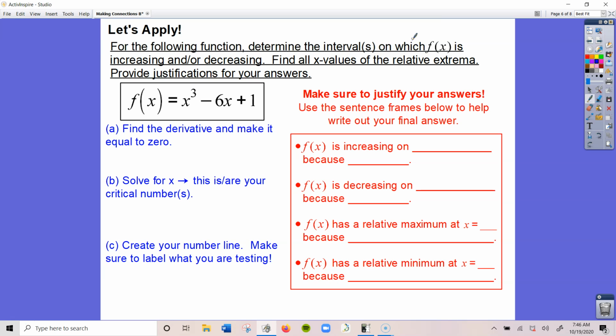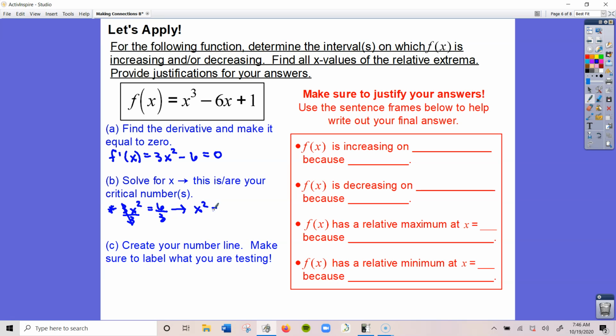We have f of x is equal to x cubed minus 6x plus 1. So first we're going to find the derivative. So f prime of x would equal 3x squared minus 6. And we're going to make it equal to 0. Once you set it equal to 0, we need to solve for x, and these would be our critical numbers. So first I would add the 6. So 3x squared is equal to 6. Then divide by the 3.